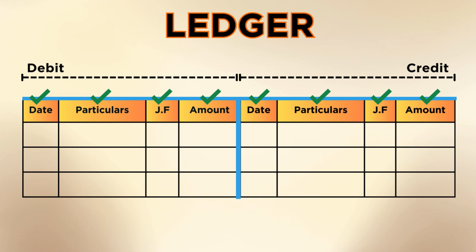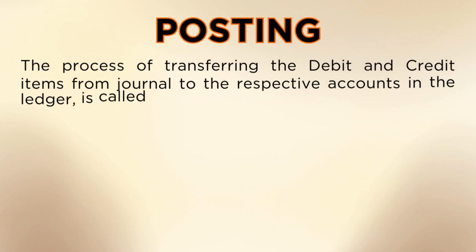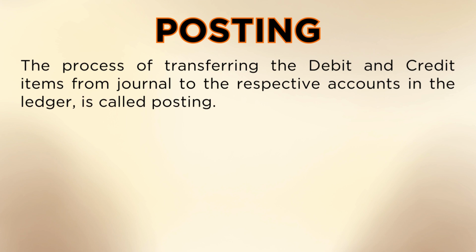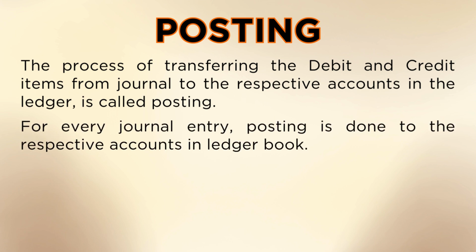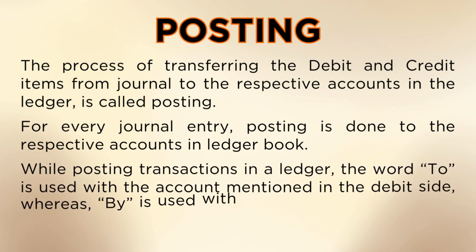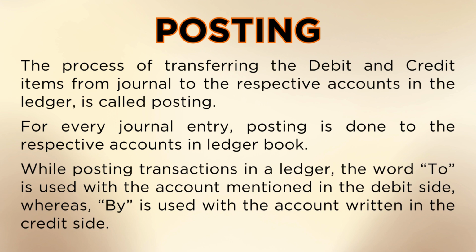Now, let's understand the meaning of the word posting. The process of transferring the debit and credit items from journal to the respective accounts in the ledger is called posting. For every journal entry, posting is done to the respective accounts in ledger book. While posting transactions in a ledger, the word "to" is used with the account mentioned in the debit side, whereas "by" is used with the account written in the credit side.